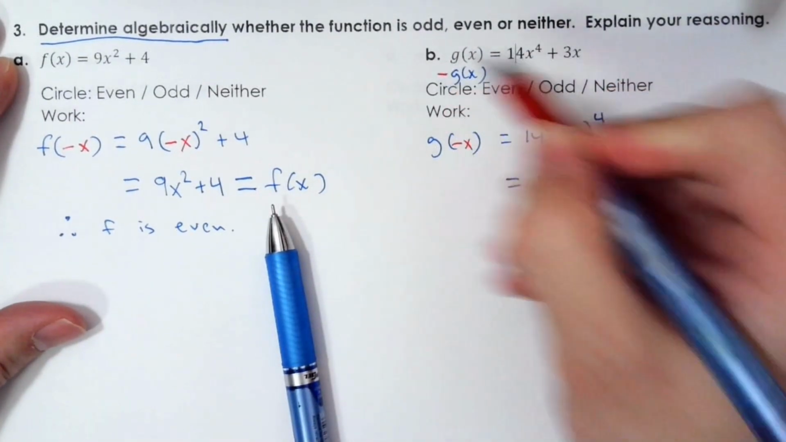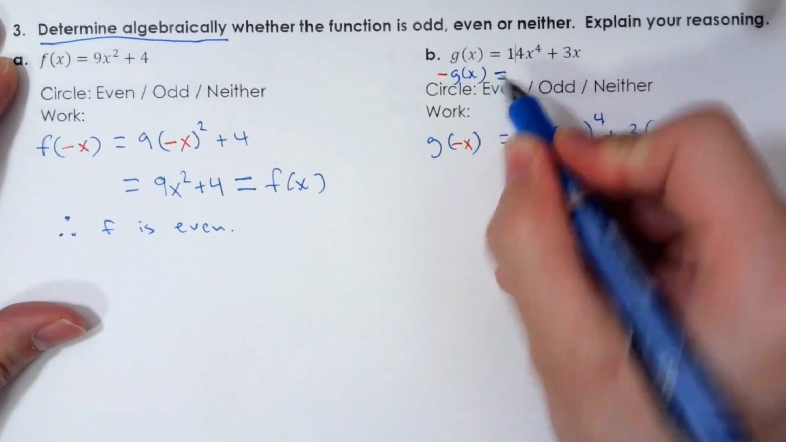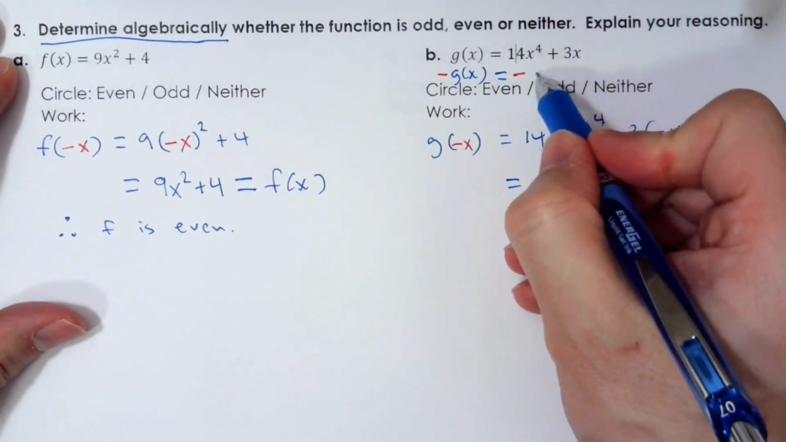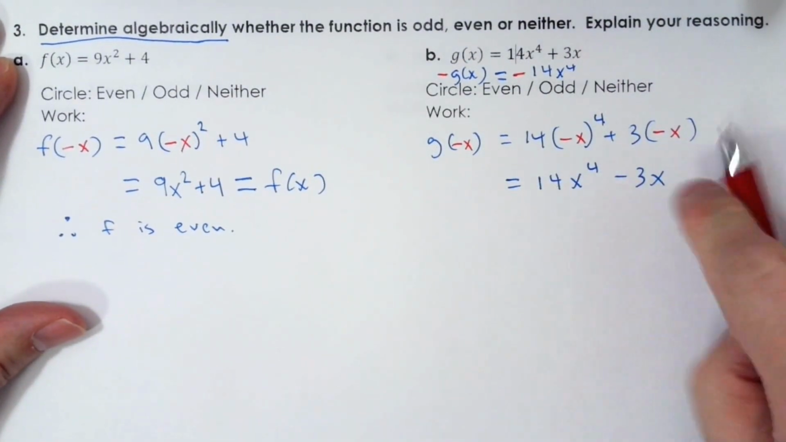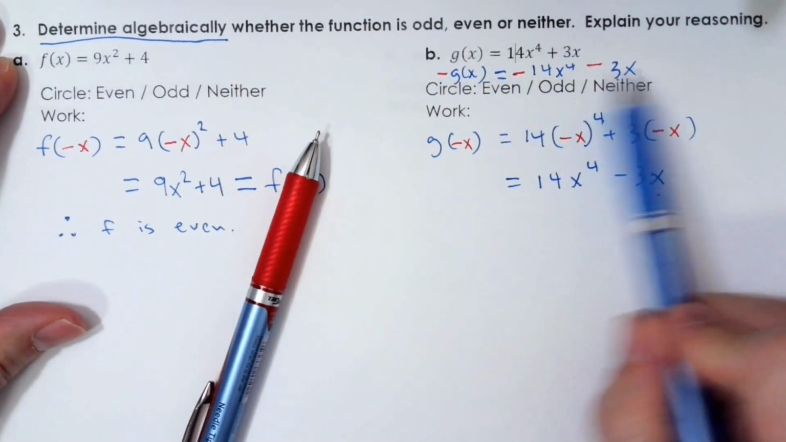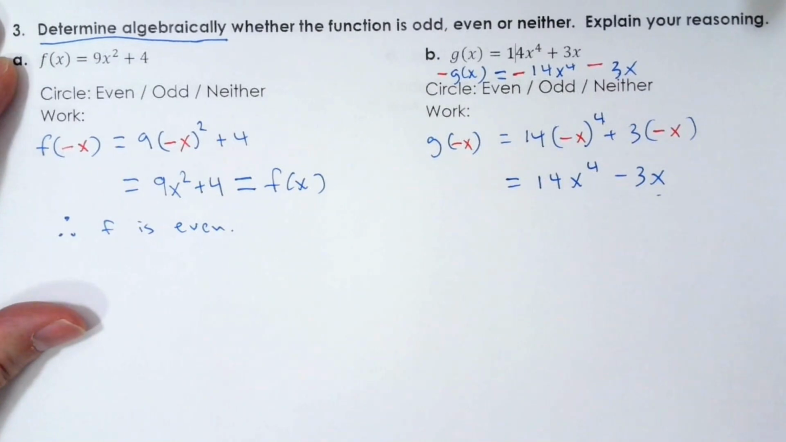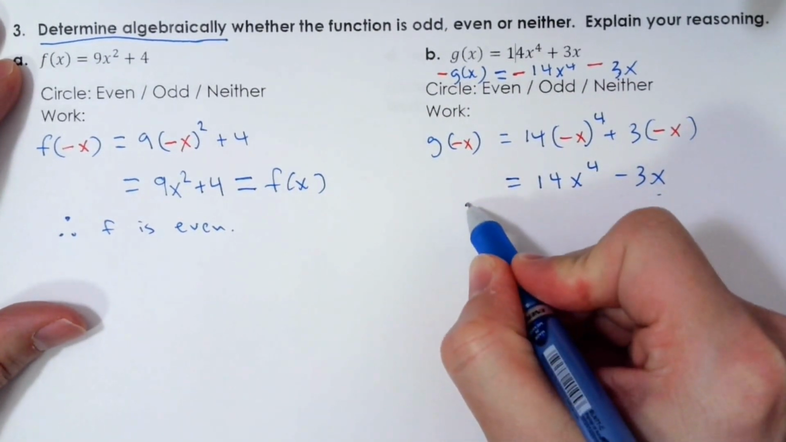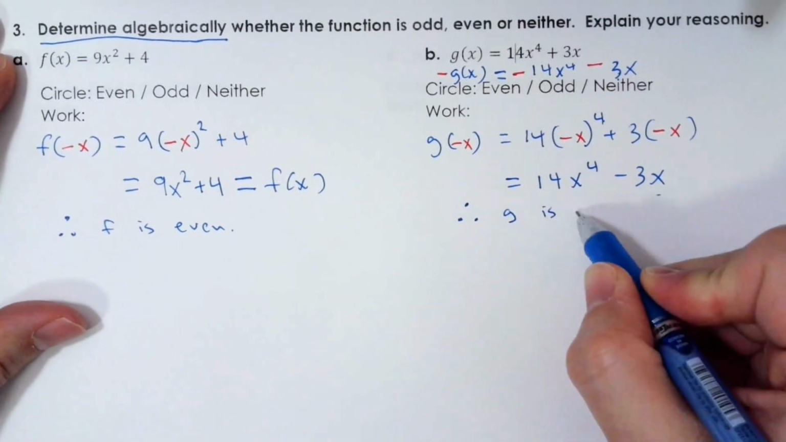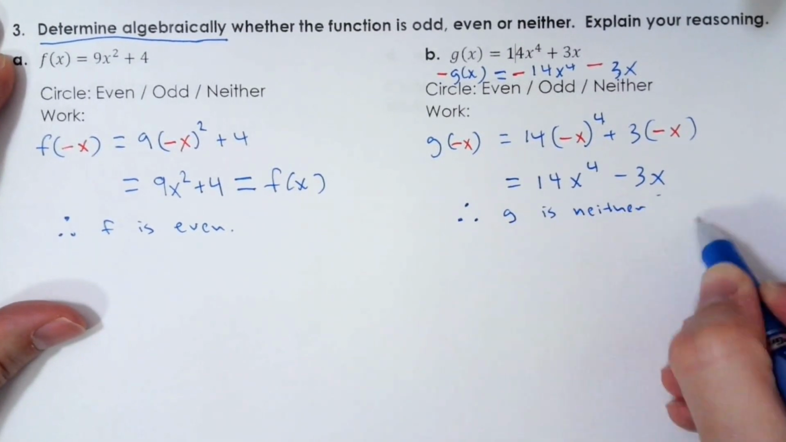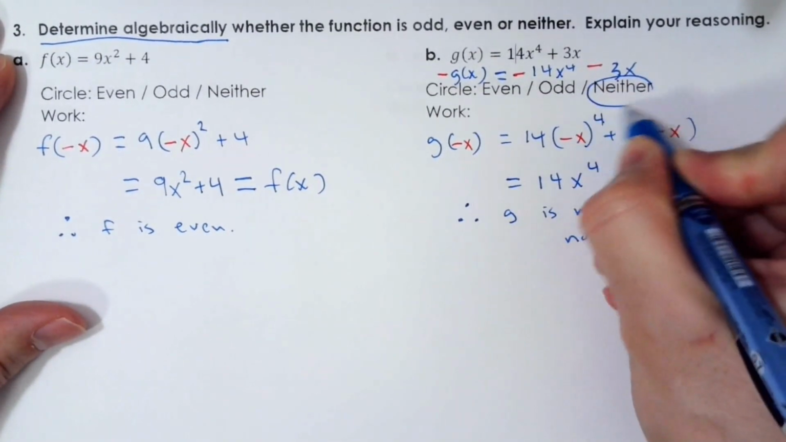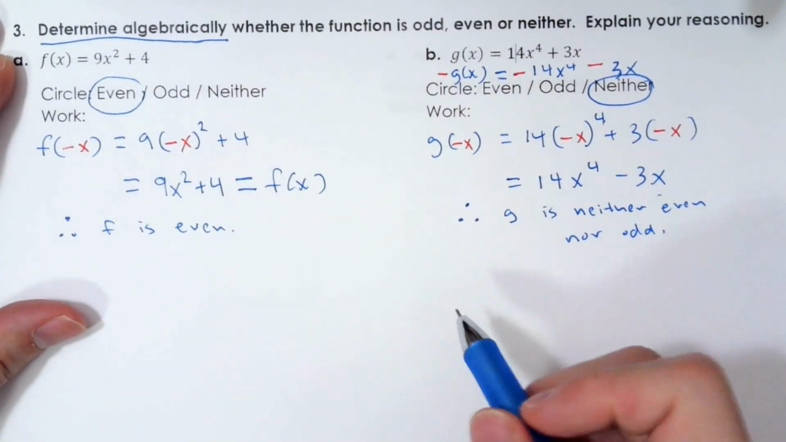Is this the opposite? The opposite of the original function would be the opposite of each of these terms, so that'd be negative 14x to the fourth minus 3x. And this is not that. This is not the original. So you could say g is neither even nor odd. Could circle neither, whereas over here we would have circled even.